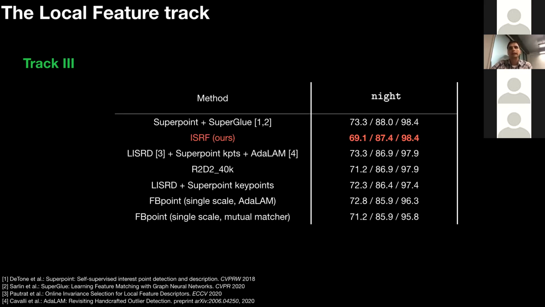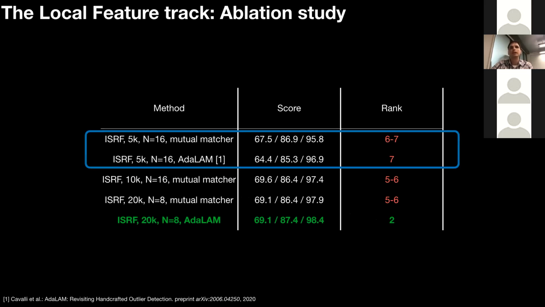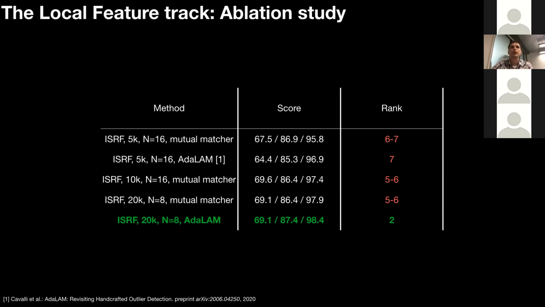We just experimented with different setups of our model. We extracted different numbers of key points and used some outlier rejection techniques. And apparently the model which produced 2000 key points with the Adalam outlier rejection method could get these scores.